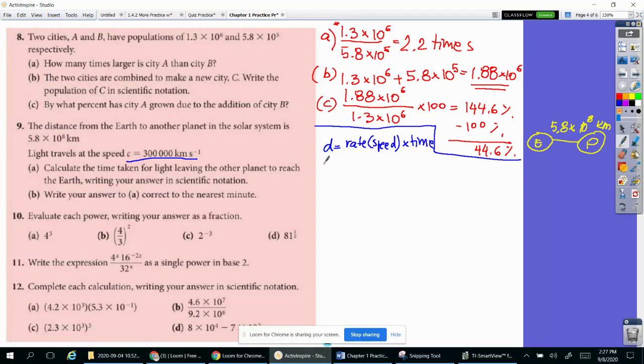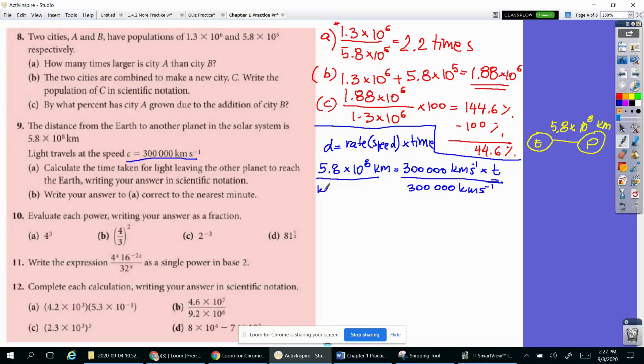So we're given the distance. I'm going to substitute now: the distance between planets is 5.8 times 10 to the 8th power kilometers. And over here, the rate is 300,000 kilometers per second, times our time. So we don't know what the time is, that's the unknown variable. To solve it, we have to divide both sides by 300,000 kilometers per second.